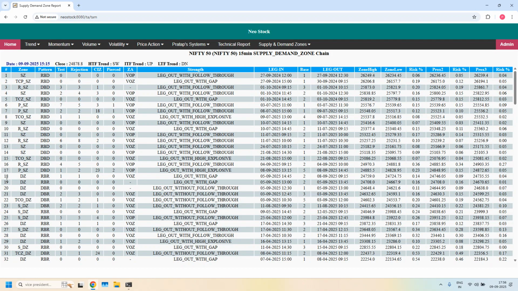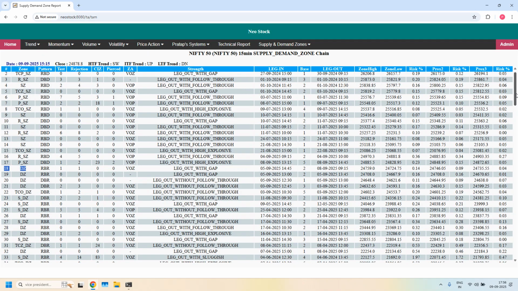The nearest demand zone to the current closing price is serial number 18. I'll put it in the middle of the page.